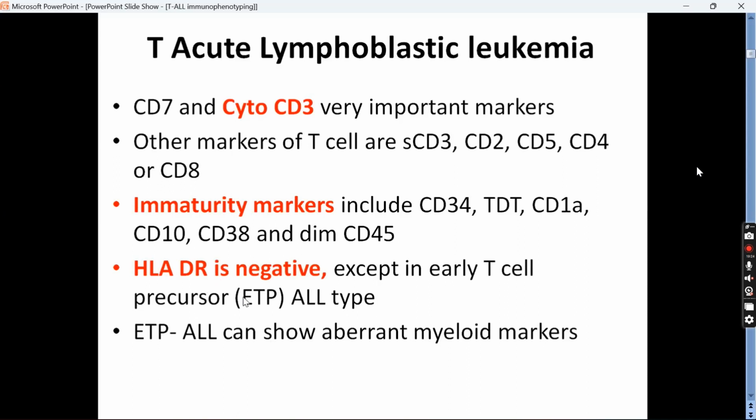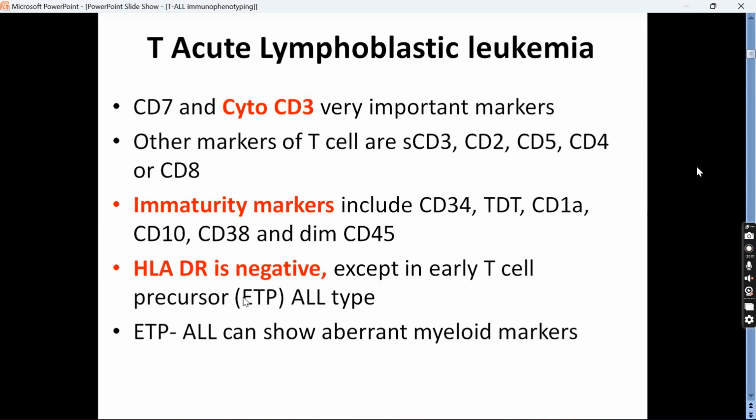So this slide is very important. Let me summarize. T-ALL is invariably CD7 positive. Cytoplasmic CD3 is a lineage specific marker for T, and most of your T-ALL is cytoplasmic CD3 positive, except some cases of ETP-ALL where cytoplasmic CD3 expression can go dim. But still, losing cytoplasmic CD3 is very rare. Third point, T-ALL is most likely HLA-DR negative, except ETP-ALL, which can show HLA-DR positivity. What is ETP-ALL? How to diagnose it? I'll tell you in the next slides.